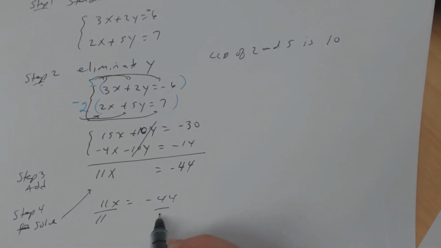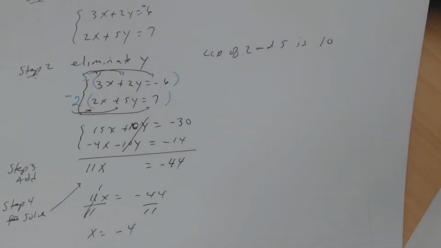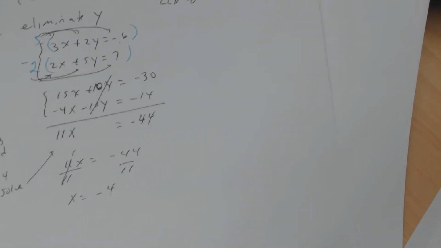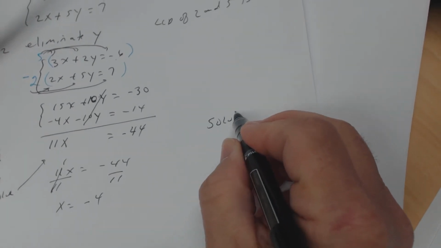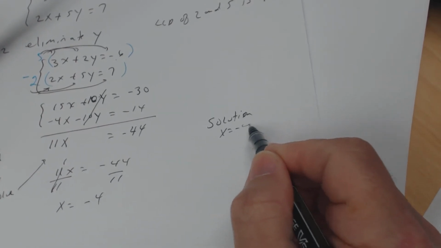Dividing both sides by 11: 11 divided by 11 is 1, and 1 times x is x, equals negative 44 divided by 11, which is negative 4. So far my solution to the system is x equals negative 4.